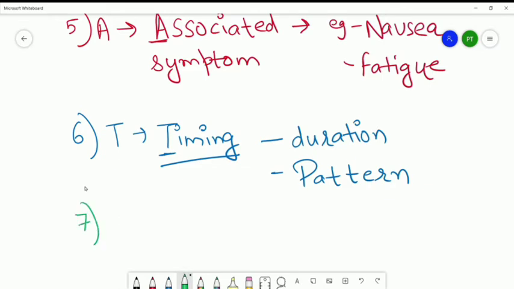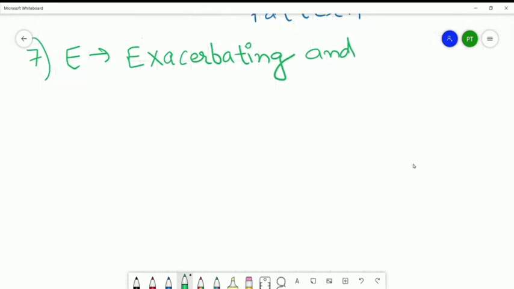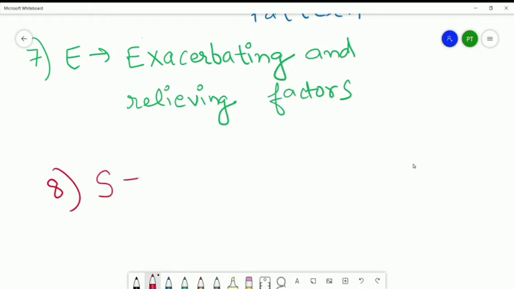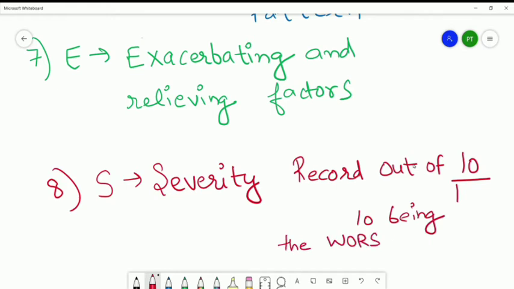Then seventh is E. E is for exacerbating factors. What provokes the pain? And what relieves the pain? So this is for E. Then we have S, which is severity of pain. You have to make a scale and ask the patient to mark his pain severity from 1 to 10, 10 being the worst pain imaginable.